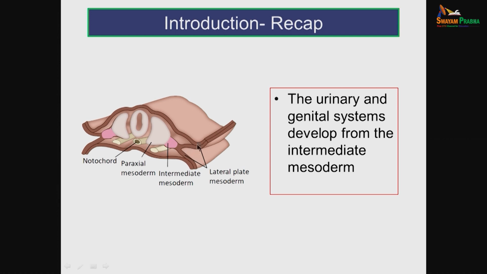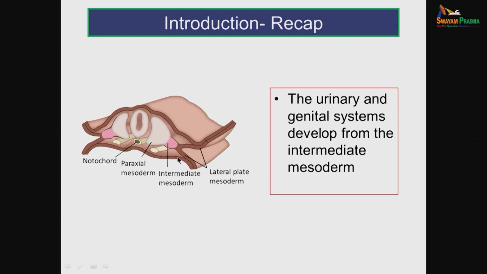One layer in contact with the ectoderm is called somatopleuric layer of lateral plate mesoderm. So, this what I am pointing out is the somatopleuric layer of lateral plate mesoderm. And this layer which is in contact with the endoderm is called as splanchnopleuric layer of lateral plate mesoderm. These are quite relevant to the development of the urinary system, which I will refer at a later stage.